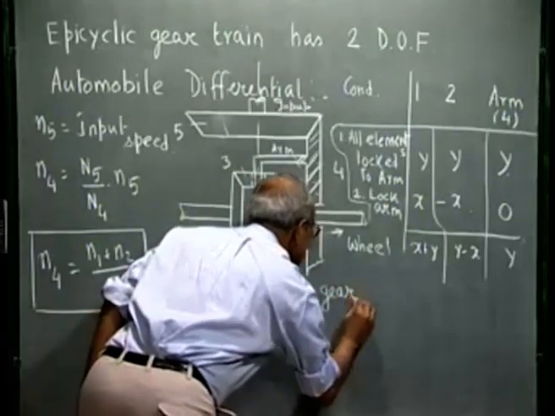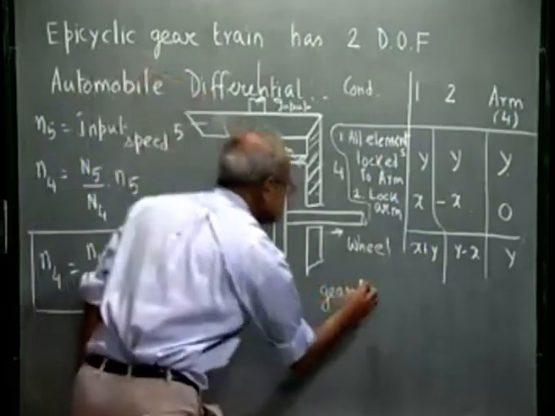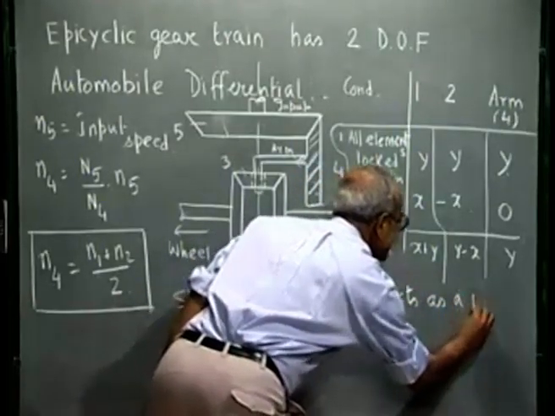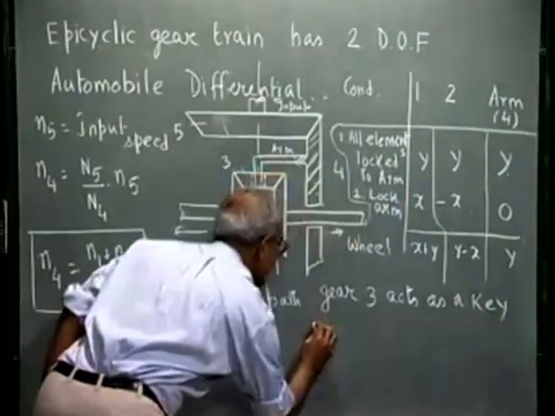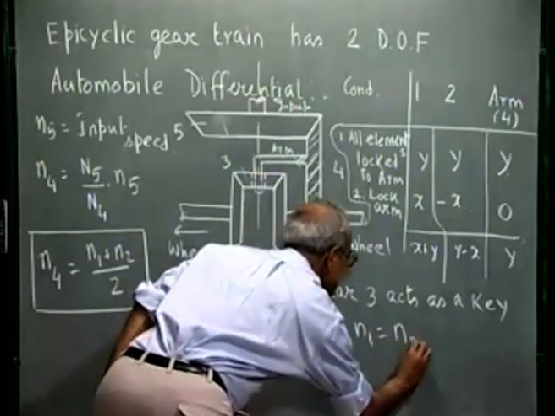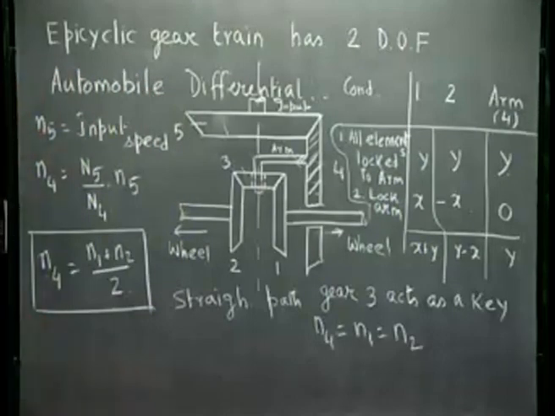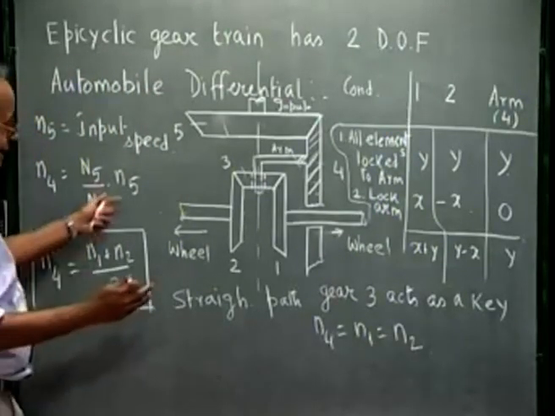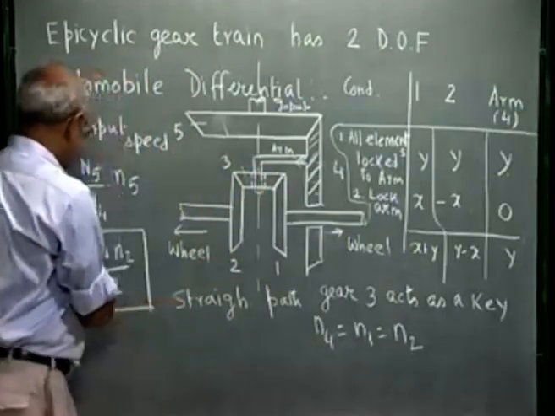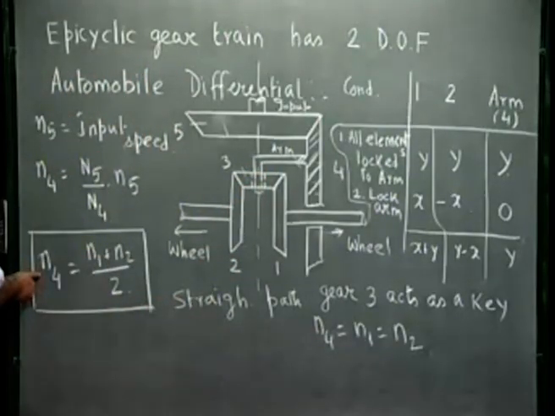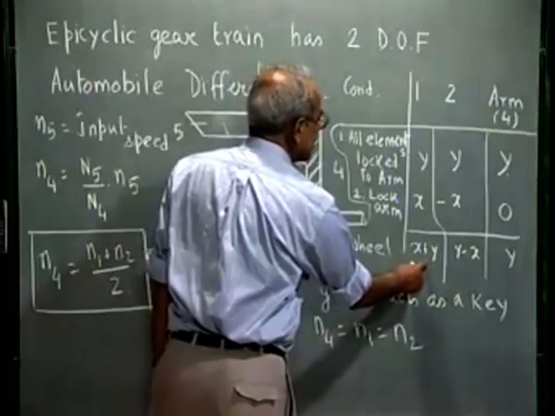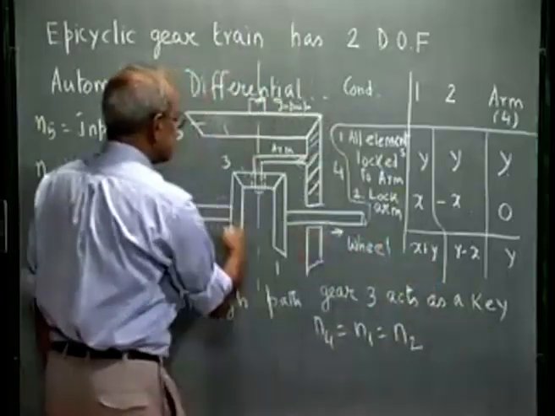Gear 3 does not revolve about its own axis. Gear 3 acts as a key, and N4 is the same as N1 is the same as N2. Whereas if the car takes a turn, then this gear starts rotating about its own axis, and the average of N1 and N2 becomes N4. So if it is x plus y and y minus x, their speeds are different.